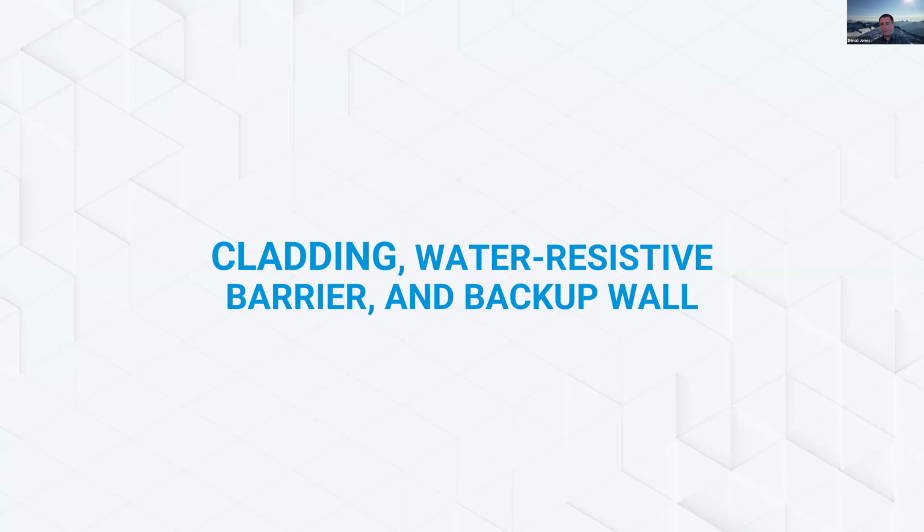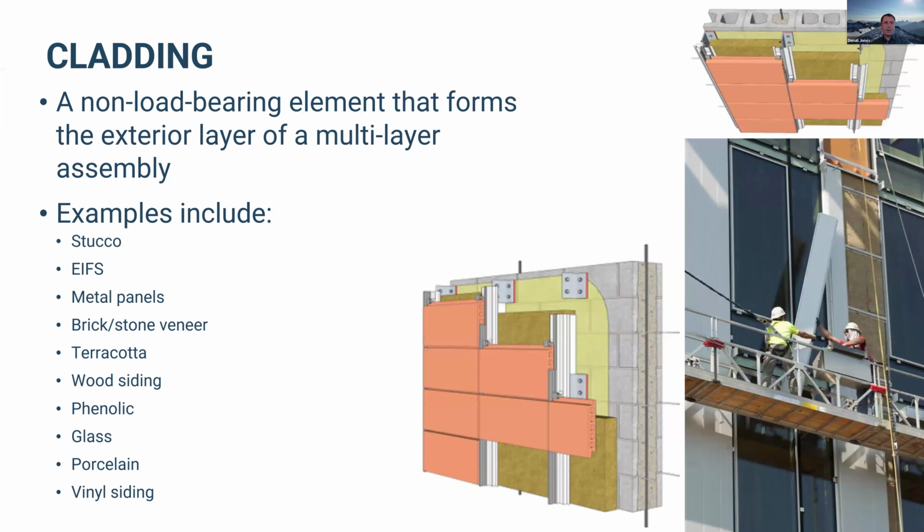All right, so let's talk about cladding. Okay, so it's the non-load bearing element that forms the exterior layer of the assembly. So lots of different examples of this. Any of them can work with rainscreen, right? You could even make stucco rainscreen, EIFS rainscreen, if you wanted to. Metal panels, brick, terracotta, wood, high pressure laminates, all sorts of different things.